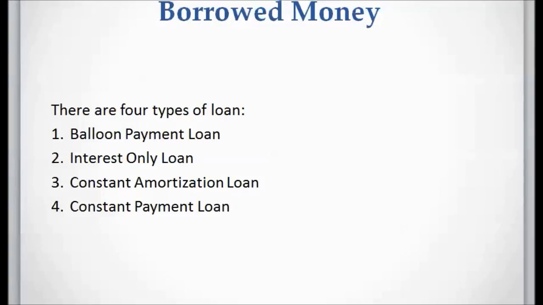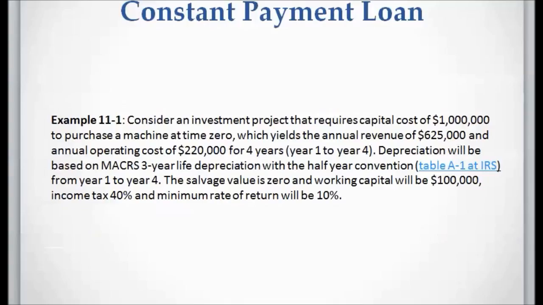So there are four types of loan: balloon payment loan, interest-only loan, constant amortization loan, and constant payment loan, which is the most common one. I explained the first three types in previous videos, and in this video I'm going to explain the constant payment loan. Now let's work on an example and see how we can apply these principles and calculations to a project with borrowed money.